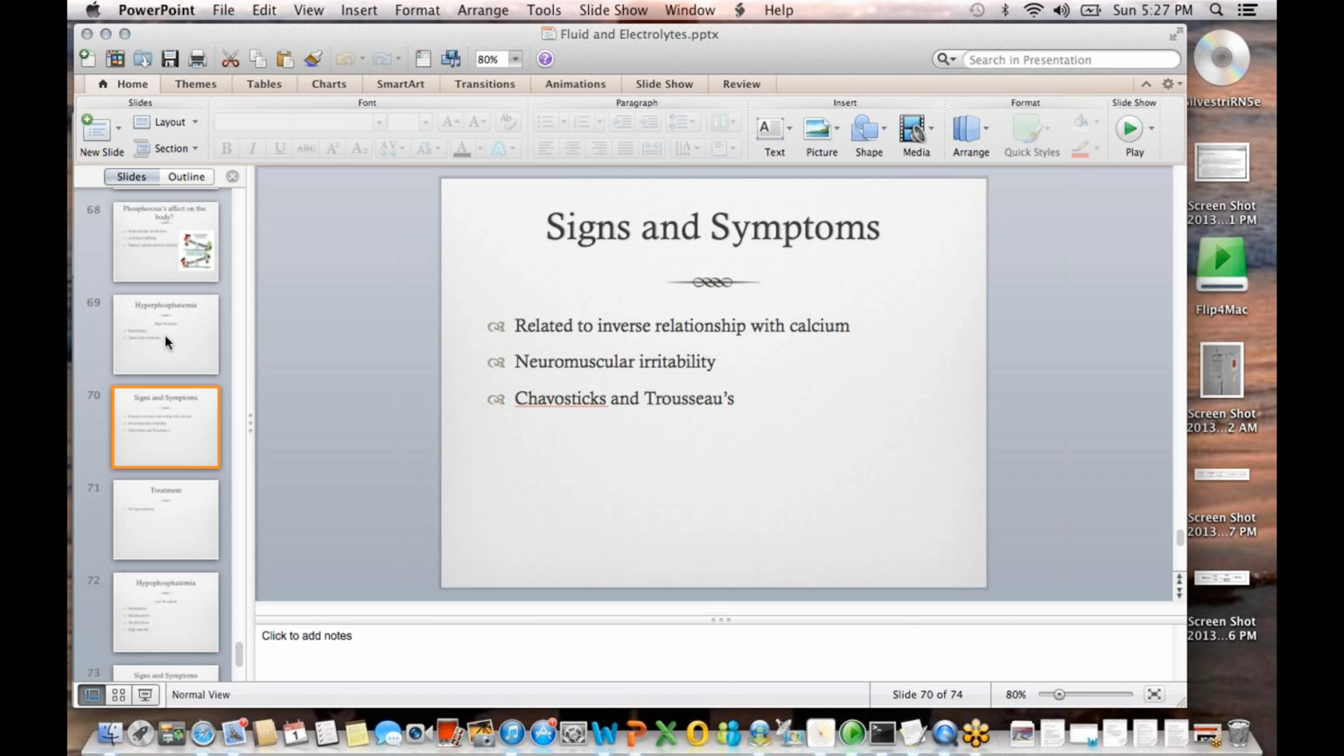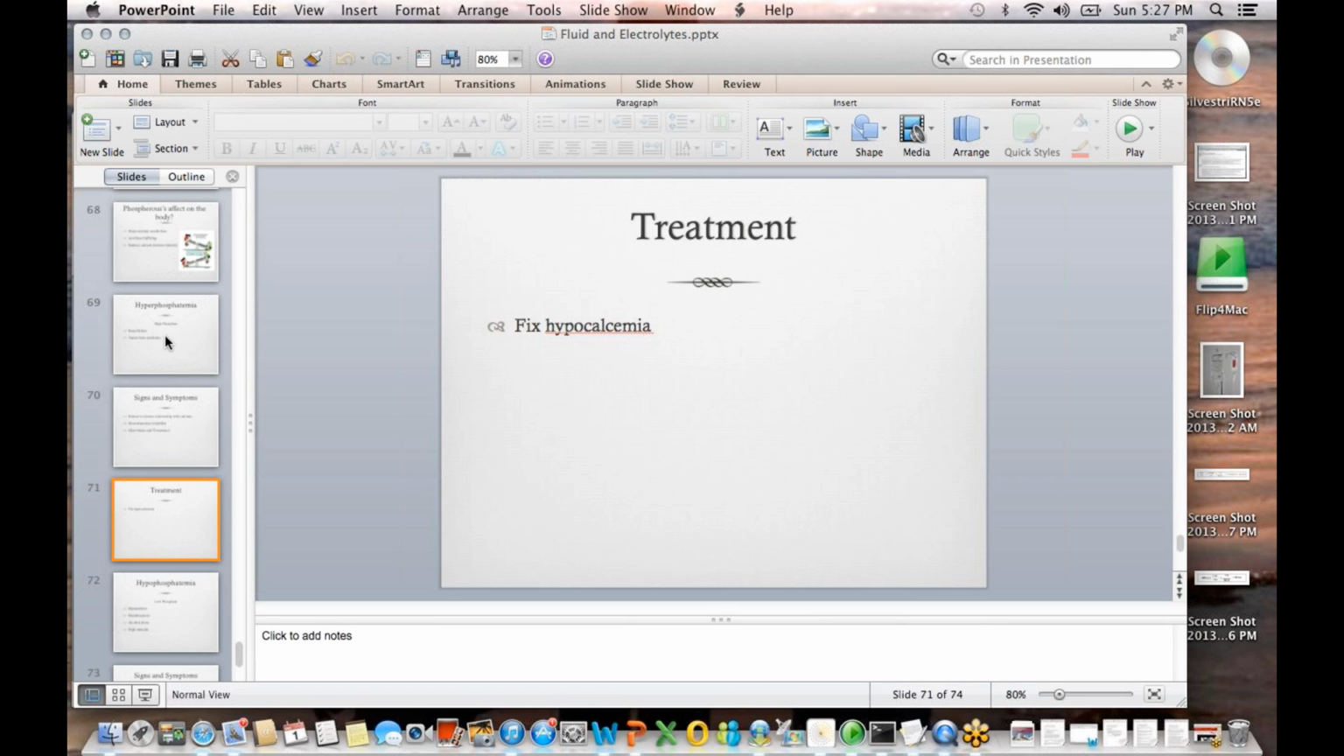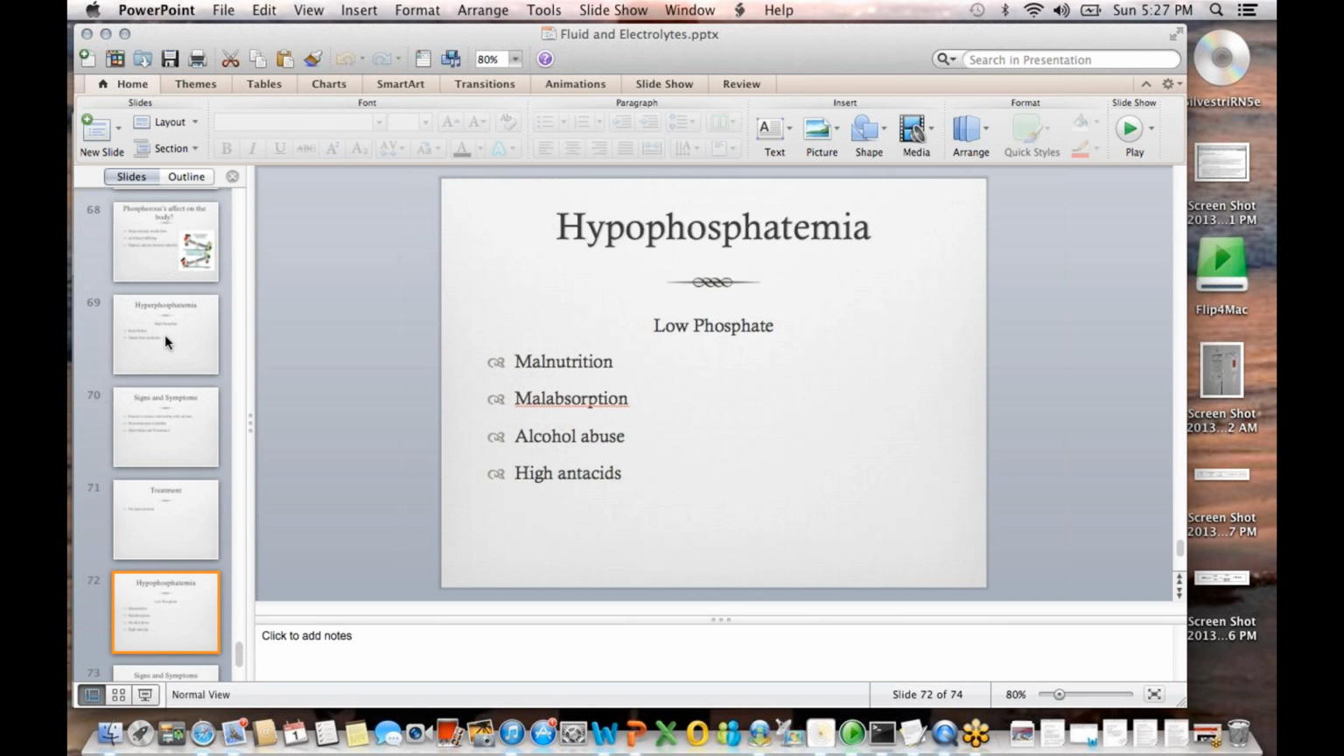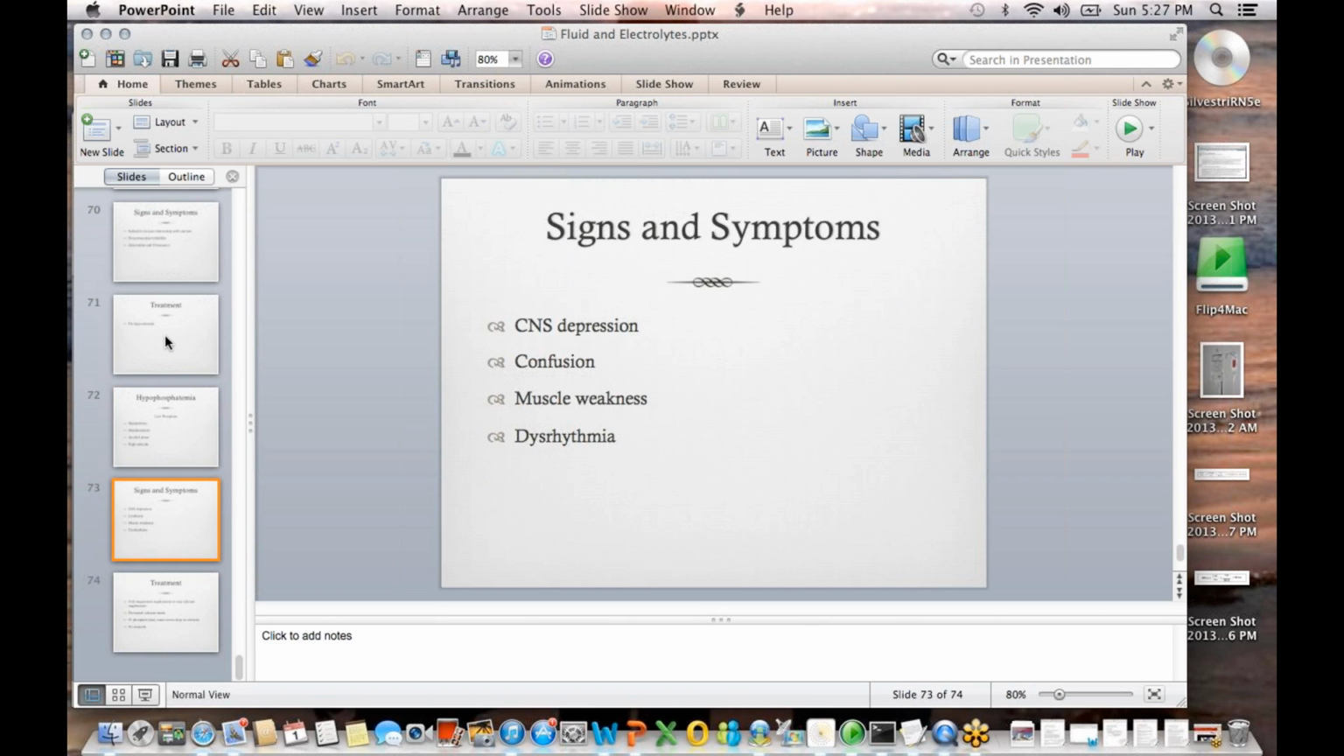Okay. Inverse relationship with calcium can be from high phosphate, can be because of renal failure or tumor lysis syndrome. Also, remember, calcium and phosphorus have the inverse relationship. So when you have hypocalcemia, you can have hyperphosphatemia. So then you're going to see Chvostek's and Trousseau's with a patient who has hyperphosphatemia. So treatment is to fix the hypocalcemia.